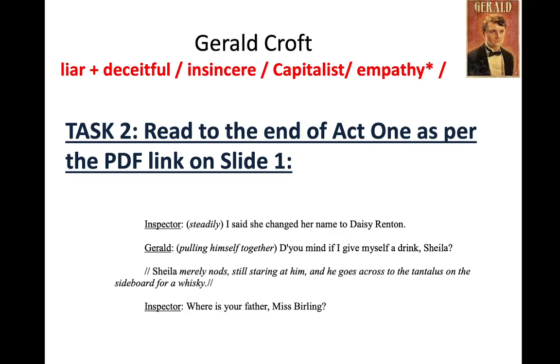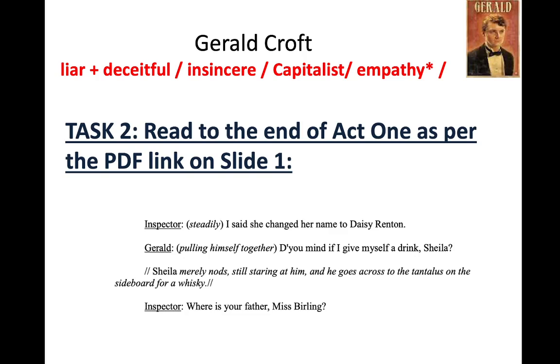Task 2 is a really short task, actually. It should only take you a few minutes. I'd like you to read to the end of Act 1 as per the PDF link on slide 1. Now, this screenshot at the bottom is where I'd like you to start from, because that's where we read up to in the play in class.